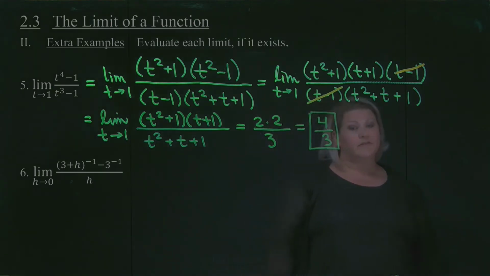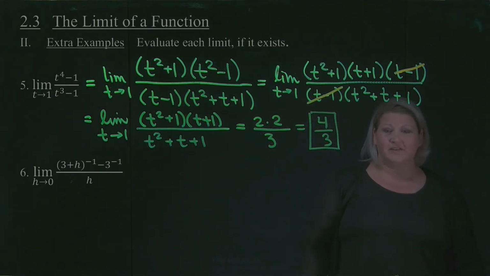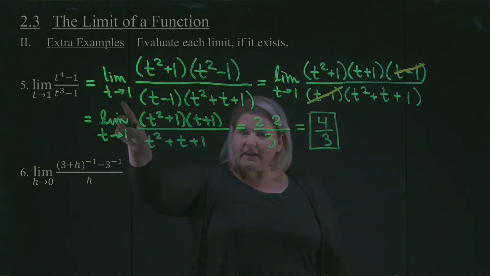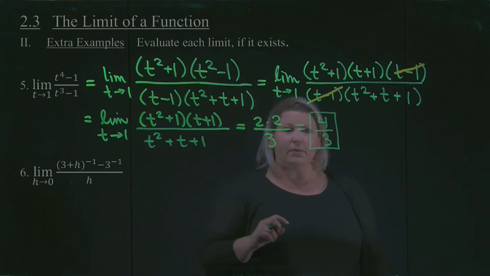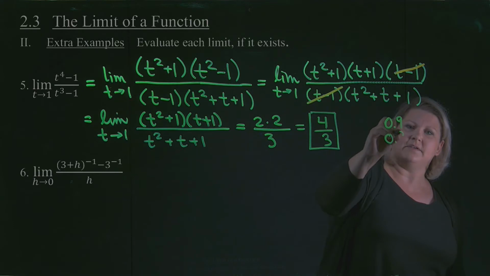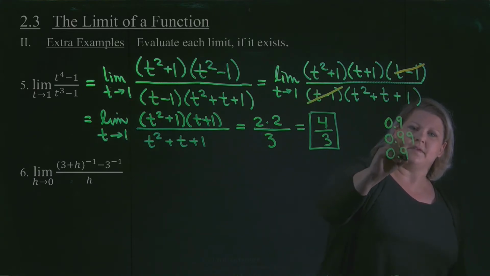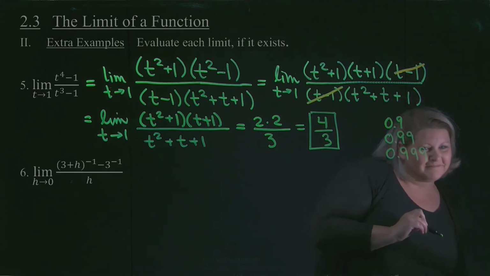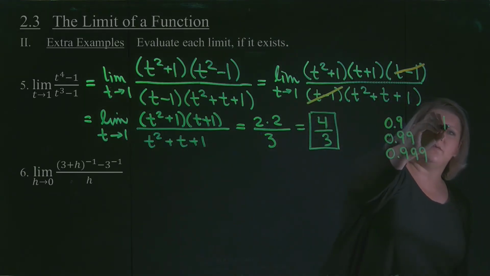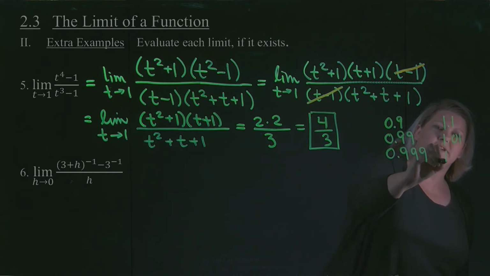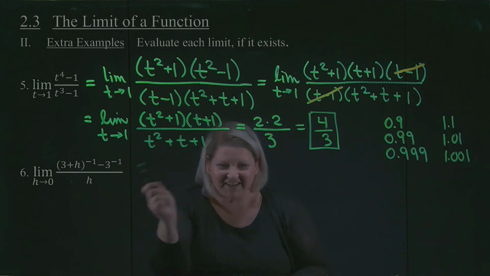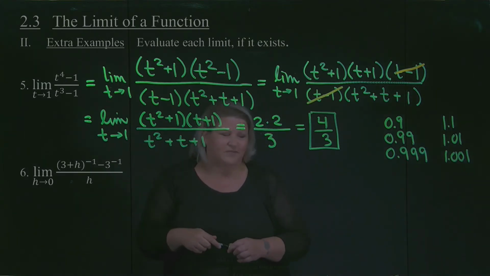Double check it with a table of values to make sure that it works. Remember what that means. The table of values, you're looking at values close to 1. So what are values that are close to 1? Well, smaller than 1 would be 0.9, 0.99, 0.999. You get the picture, right? Bigger than 1 are going to be 1.1, 1.01, 1.001, and so on. Okay. I think it's 4/3.